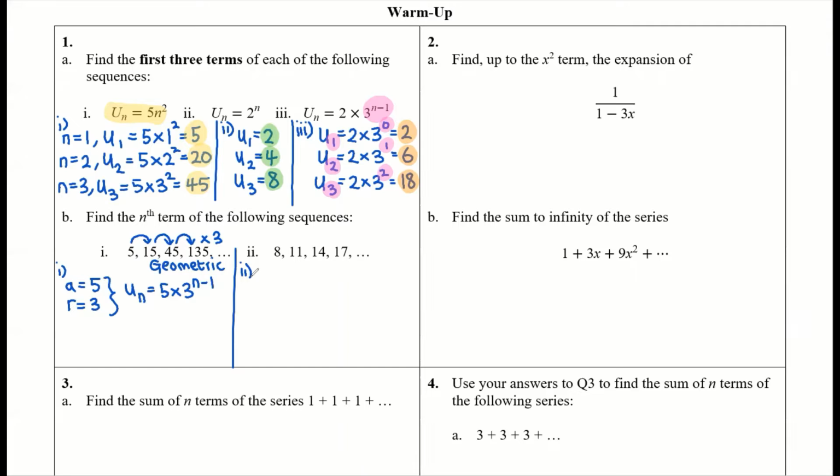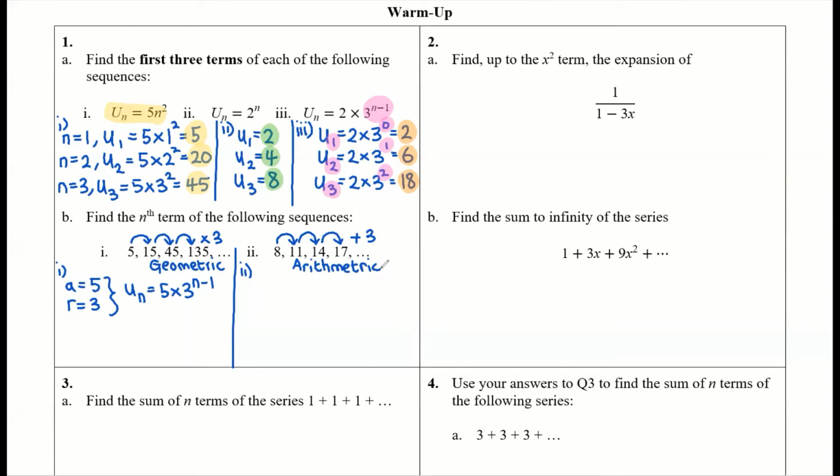let's see what's happening here. Well, it doesn't look like I can divide in this case, 11 by 8, 14 by 11. It's not going to give me nice numbers, and they're not going to be the same. So let's see, how are we changing? How are we getting from one term to the next if we're not multiplying by something? Well, it looks like we're adding 3, doesn't it? Okay, so this is arithmetic because it's an additive relationship.